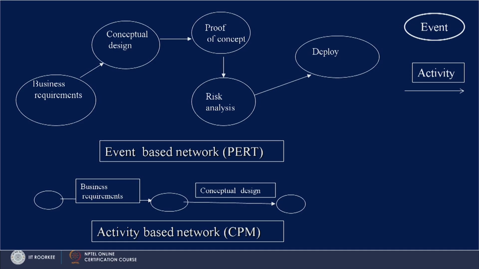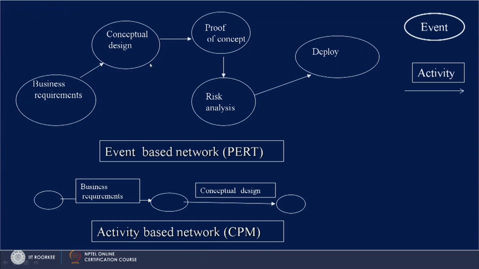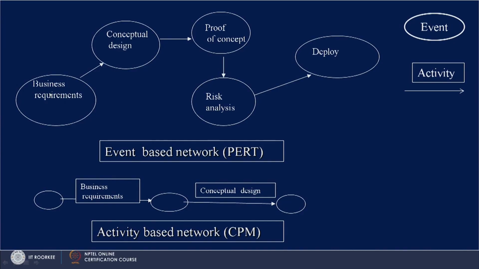In event based network, what we do, we take, let us say, this is your first event, business requirement, conceptual design. So, we represent activities by using circles. So, rather than using activity on arrow, we use activity on node. This is also known as activity on node type of network representation. There are two types of network representation, activity on node and activity on arrow. So, this is nothing but activity on node type of network representation.